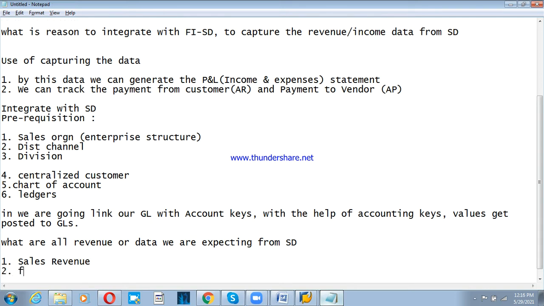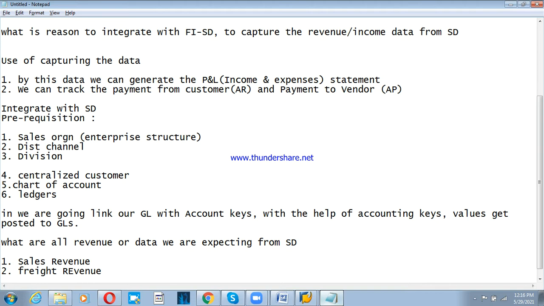Then freight revenue. What is freight? Freight means our transportation, right? Assume that we are in Bangalore, and my customer is somewhere in Delhi or Mumbai. We need to transport the material from Bangalore to Mumbai or Delhi. To transport that material, we require transportation services. Either we hire transportation services, or if we have our own transportation company, through that company we can transport the material, right?